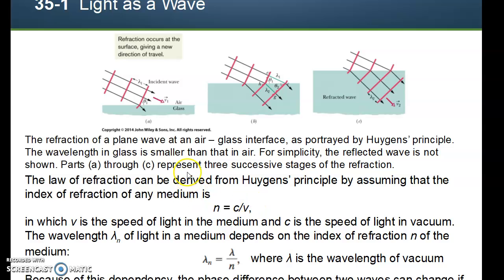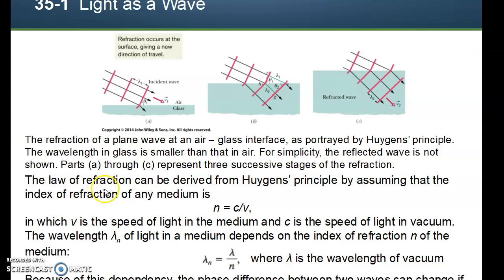So the refraction of a plane wave at an air-glass interface is shown here. And the wavelength in glass is smaller than that in air. And for simplicity, the reflected wave is not shown. Parts A through C represent 3 successive stages of refraction. So at this stage right here, only one has started to refract. Here, this one has also started to refract, so you see that this point right here. Okay, so both of these are refracted. This part is not. And by this point, all 3 of these are being refracted.